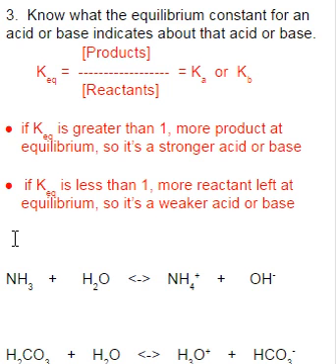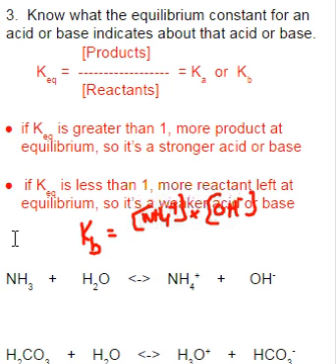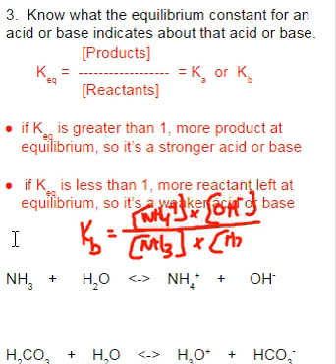Well, I'd take my products, so my Kb in this case, because it's a base, would be the NH4+ times the OH- divided by the NH3 times the concentration of the H2O. And you need these little brackets so we know that it's concentration that we're using. And if you read the book or watched the video, you know that the concentration of H2O was always 1. So if you want, you can leave that out because multiplying and dividing by 1 won't change your final answer.